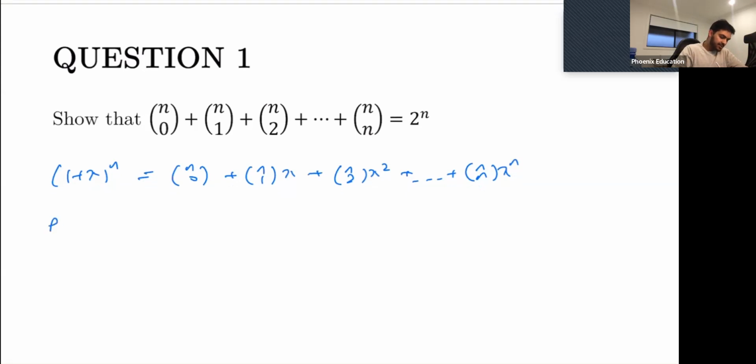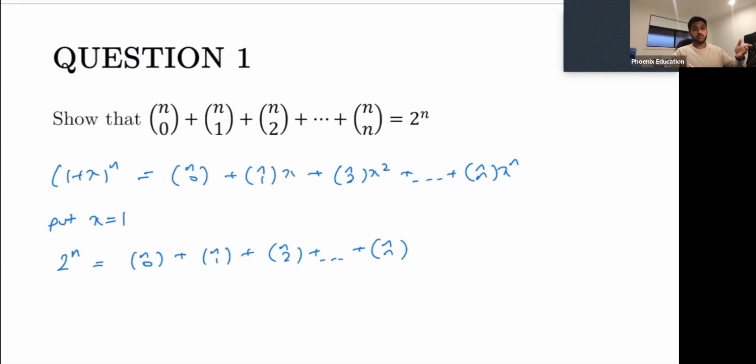Okay, so for this one, it's pretty straightforward. All you need to do is plug in x is equal to 1, yeah? If you plug in x is equal to 1, we get 1 plus 1, which is 2, and we have 2 to the power of n here. And on the right-hand side, if I plug in x for 1, all these x's will just pretty much disappear because 1 squared is just 1, 1 cubed is also 1, and then we'll just be left with the coefficients. So this is how you could prove this. This one's relatively straightforward.